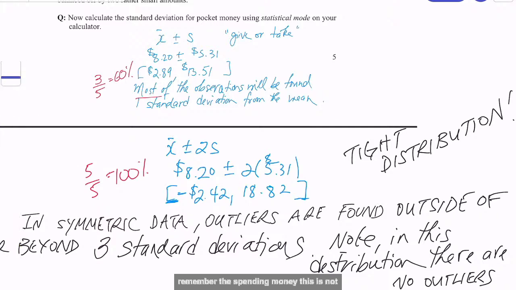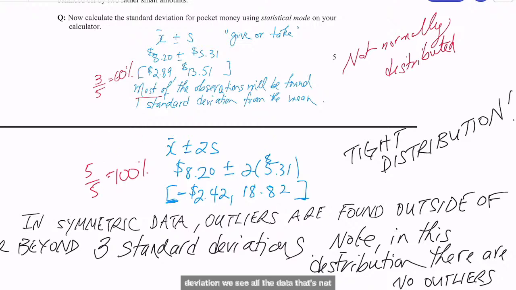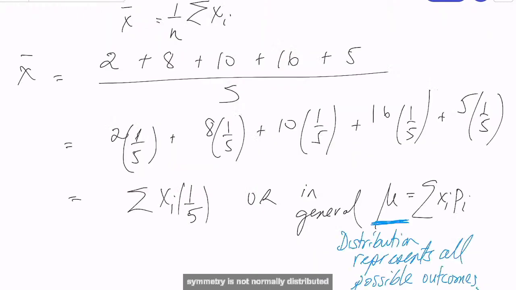Okay, so I was asking, yes, so this is not normal. Remember the spending money, this is not normal. There are no outliers in the data set. And within 2 standard deviations, we see all the data. That's not normal. Okay? Even though it's symmetric, we assume symmetry, it's not normally distributed.